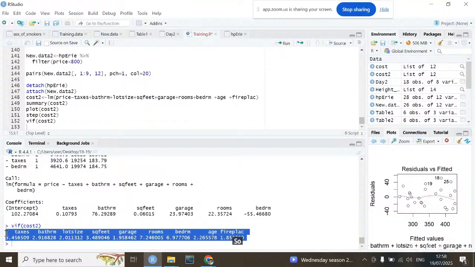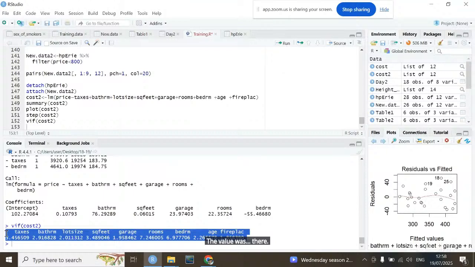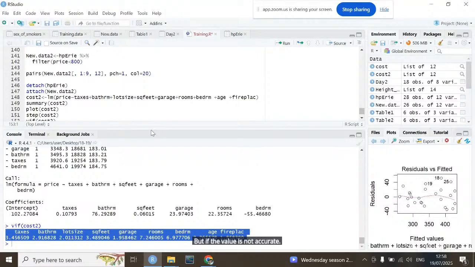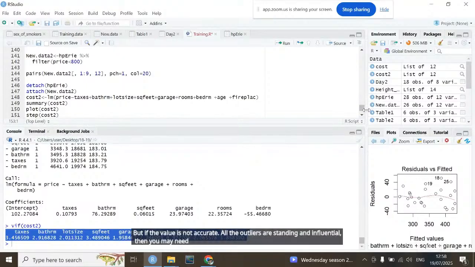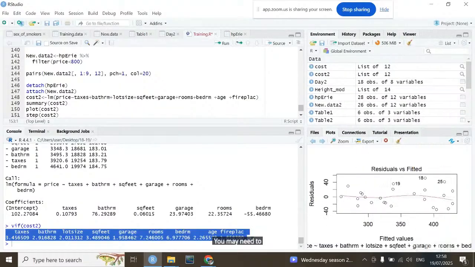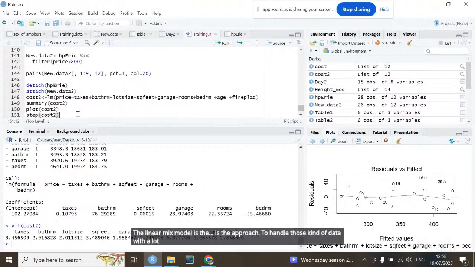So this might bring us to the point where you may choose to remain with the outliers if you are sure the value was there, or if the value is accurate. But if the value is not accurate, or the outlier is outstanding and influential, then you may need to what? You may need to use another approach. So in most cases, the linear mixed model is the approach to handle those kind of data with a lot of the data which don't obey the assumption of the ANOVA.